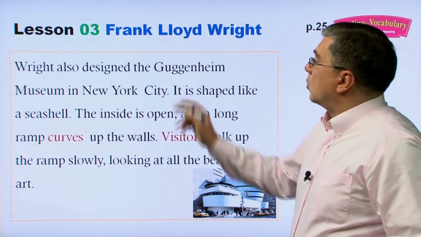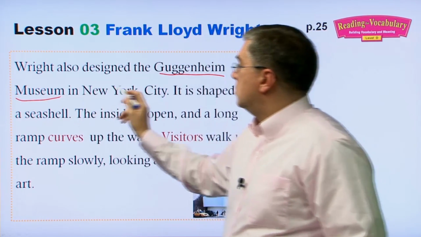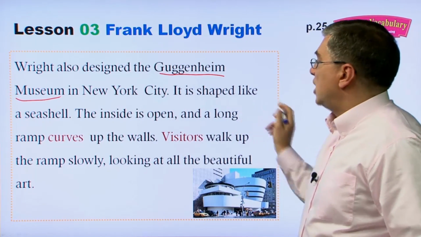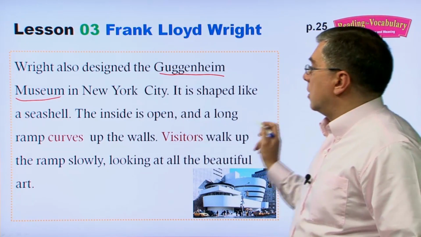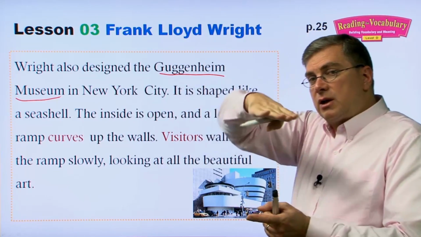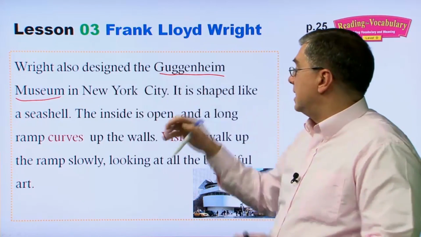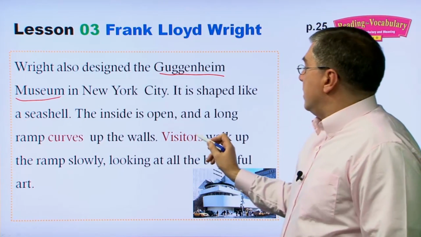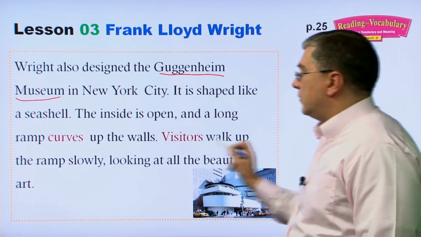Okay. Wright also designed the Guggenheim Museum in New York City. It is shaped like a seashell. The inside is open and a long ramp. Remember that ramp that we talked about. Not stairs, but gentle incline. A long ramp curves around the inside, up the walls. Visitors walk up the ramp slowly, looking at all the beautiful art.